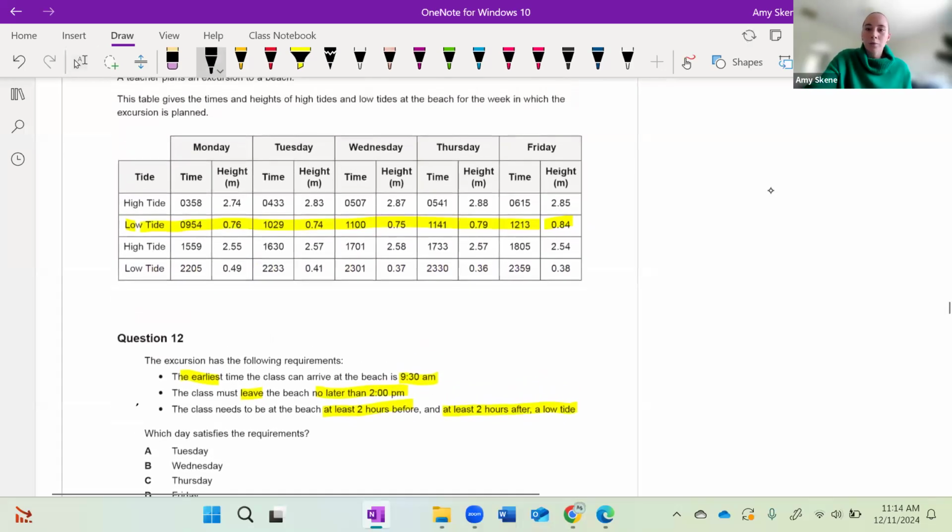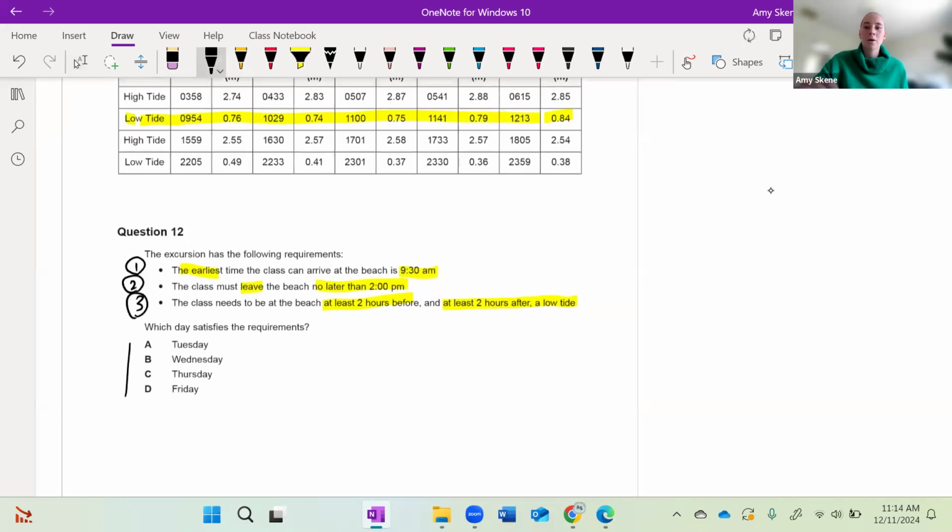This number 3 condition that we're looking at, so I'm gonna number them. The condition number 3, the class needs to be at the beach at least 2 hours before and 2 hours after a low tide. We're gonna look at that. I need to keep in mind that the earliest is 9:30 and they can leave no later than 2 p.m. I'm going to also scan about what my options are.